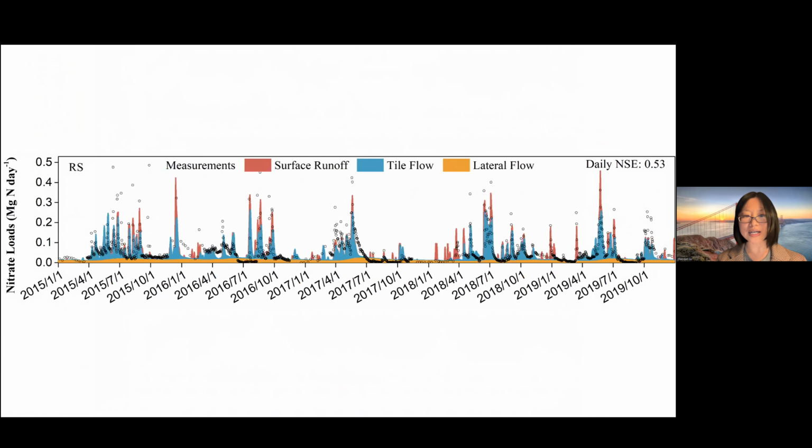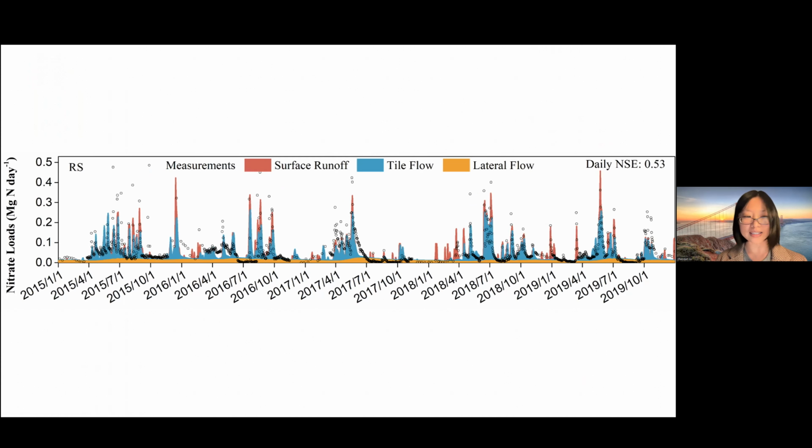And then this is our daily nitrate loading comparison with the measurements, which is shown as the black circles. The stacked area is nitrate loading from different flows. So what you can see here is that for this small catchment, tile flow plays a super important role, in the blue color.